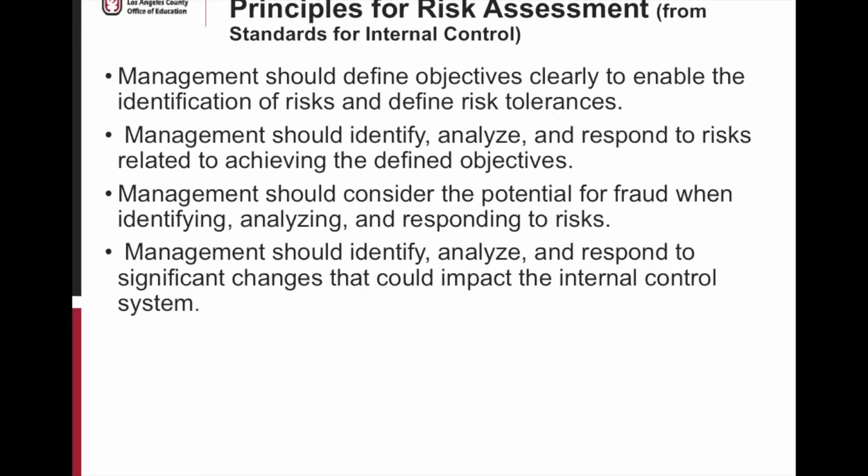And then the standards for internal control also give us some guidance here and talk about some principles for risk assessment. And they start with management defining clear objectives to enable the identification of risk and the tolerance for risk. Okay? So there's always risk, but the question is, what are our outcomes and what are the things that could really get in the way, and what tolerance do we have? Sometimes, things would come to a standstill if you tried to move forward without any risk, but you're trying to mitigate that risk.